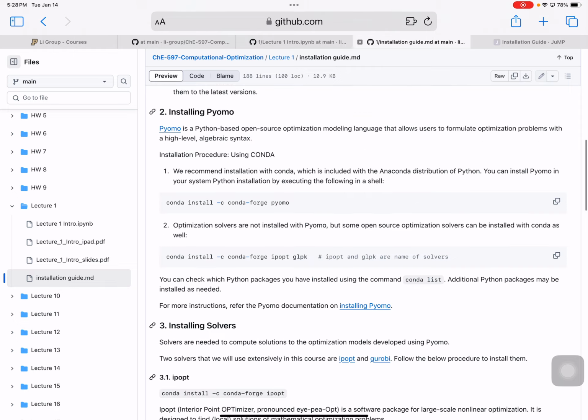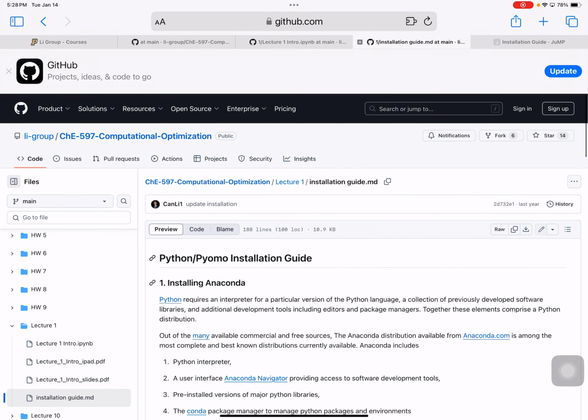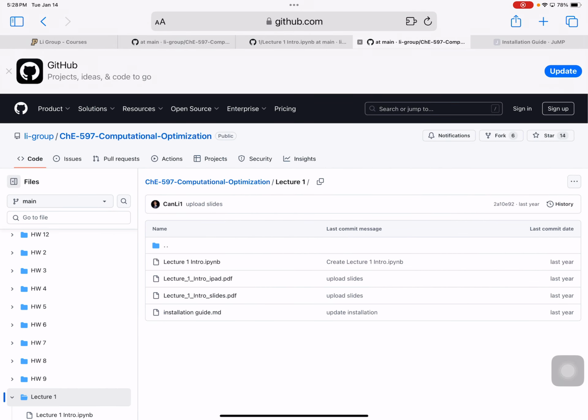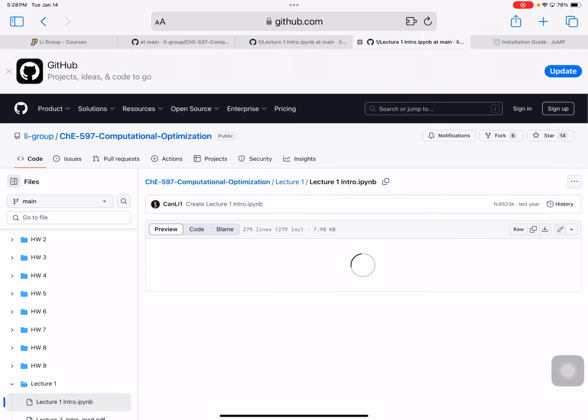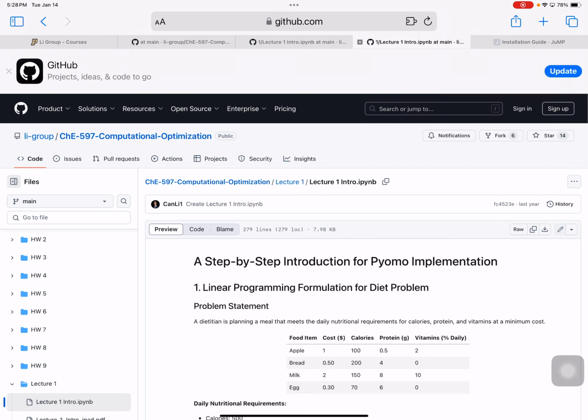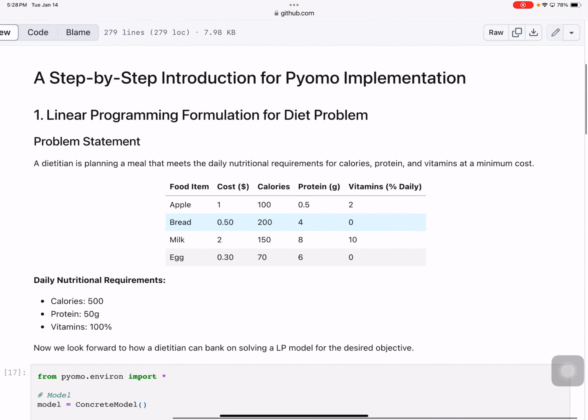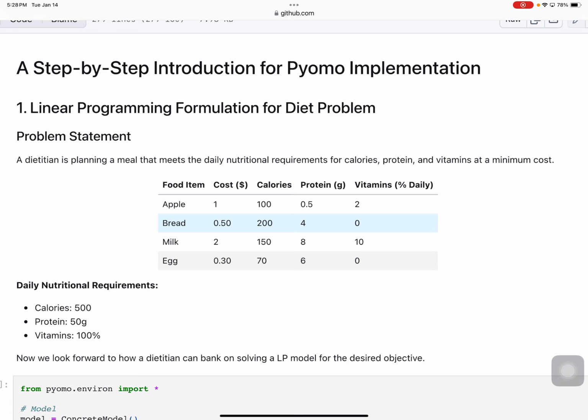Okay, so this is an installation guide. Hopefully, it is easy to follow. And then let me show you a couple of examples of how you formulate a problem using Pyomo. So this is the diet problem we talked about in class. Just to recall, you need to decide the number of apples, bread, milk, and eggs you need to buy in order to satisfy the nutritional requirements. That's a very simple linear programming problem.